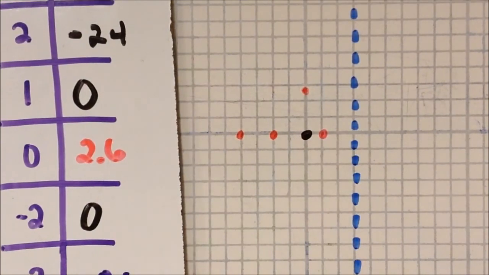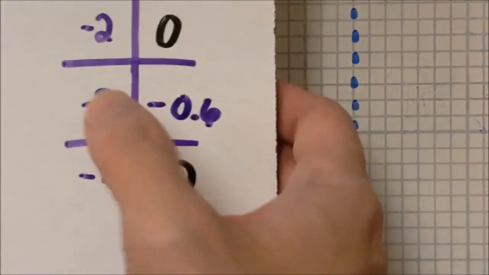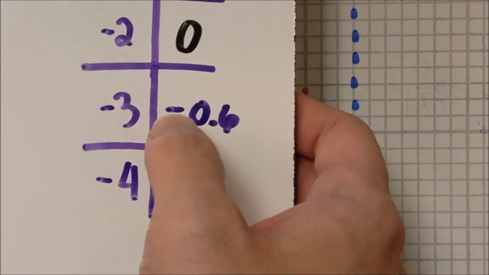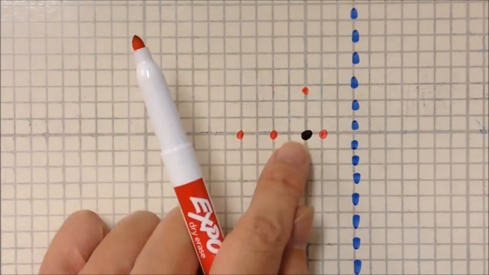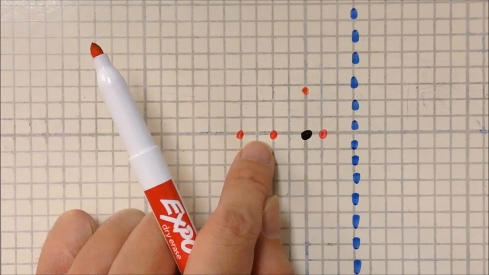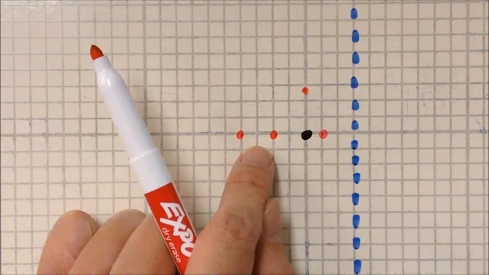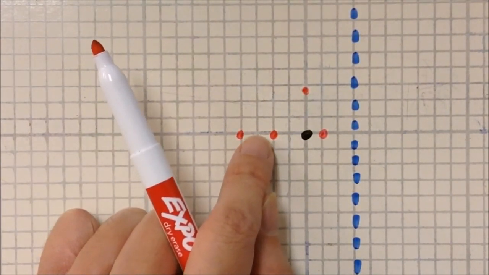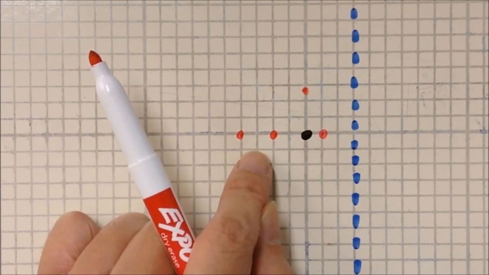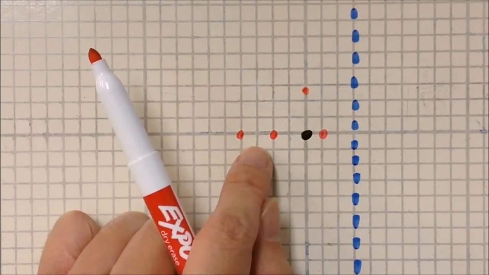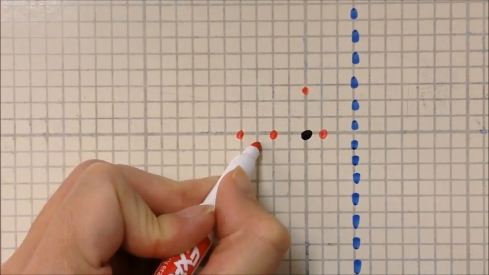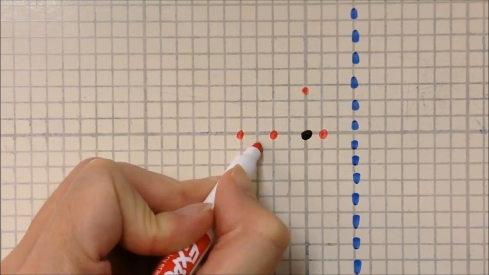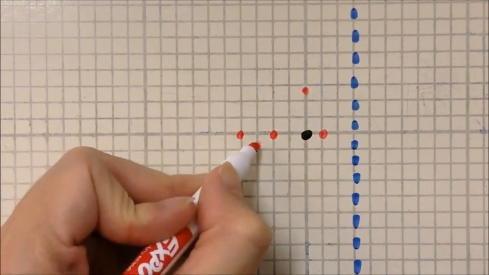Now, our next one is going to be negative 3, negative 0.6. So what we're going to do is we're going to look at negative 3. So negative 1, negative 2, negative 3. And then it's at negative 0.6. So it's going to be below. It's going to be between 0 and negative 1. Again, 0.6 is more than halfway towards negative 1. So I'm just going to mark it right there, where it's more than halfway to negative 1.